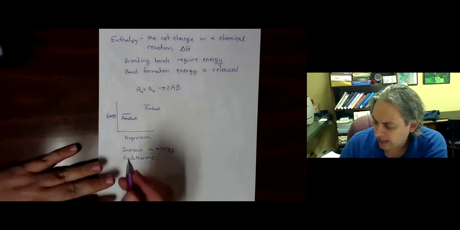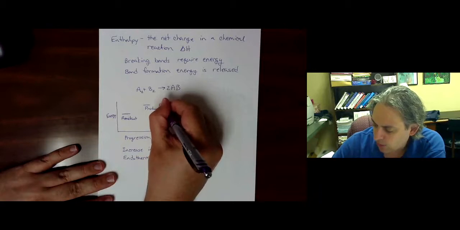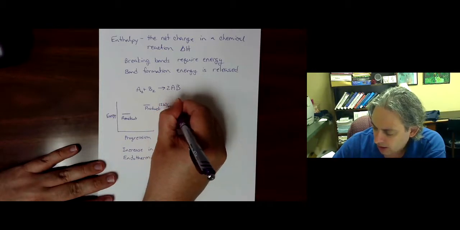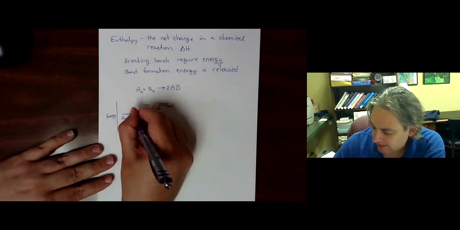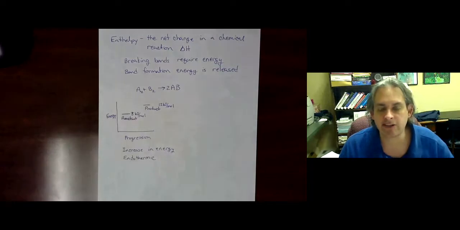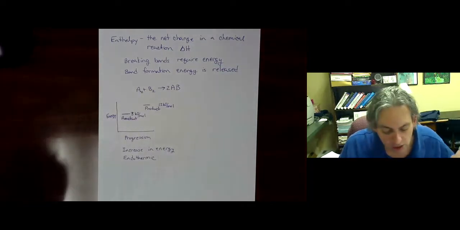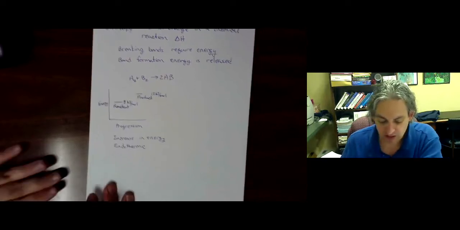Let's say, for example, the product had an energy of, let's say, 12 kilojoules per mole, and that the reactants had an energy of, let's say, 8 kilojoules per mole. And these are just arbitrary values here. And so what would be the energy of this reaction? What is the delta H for this reaction?